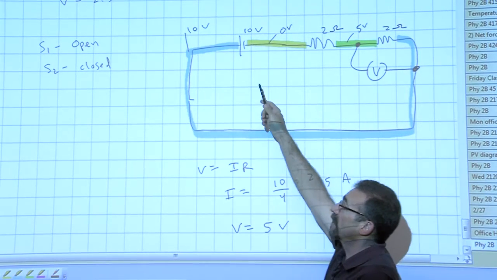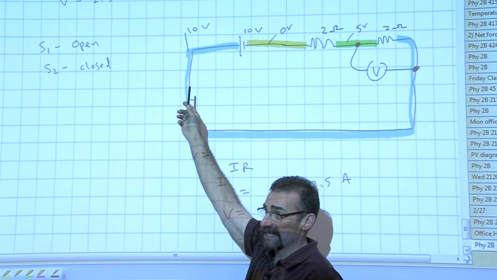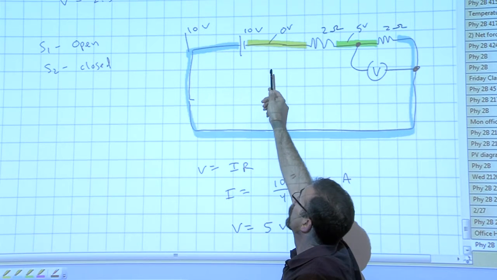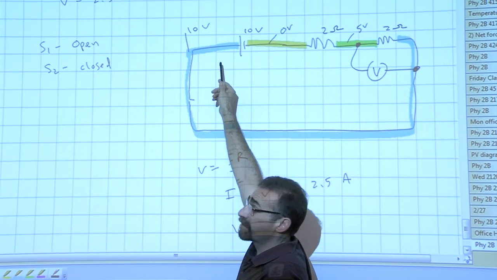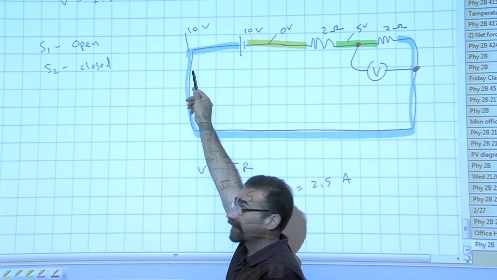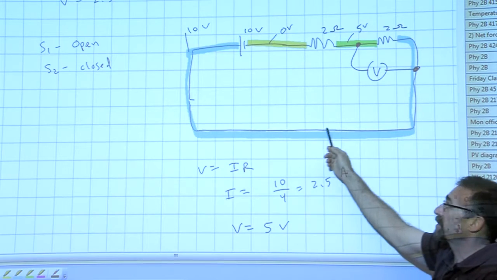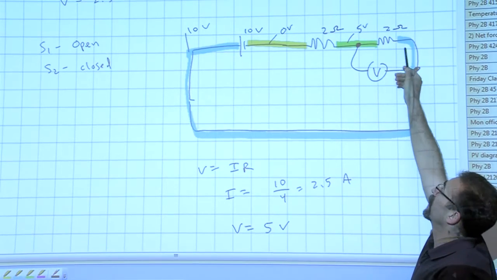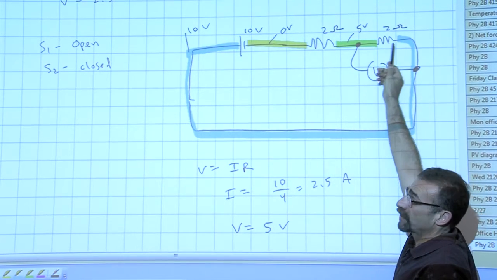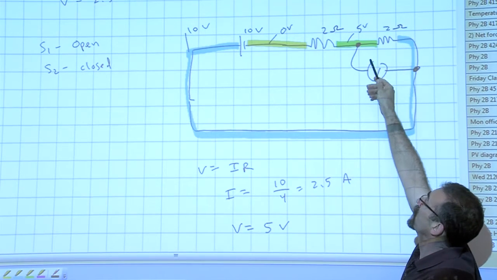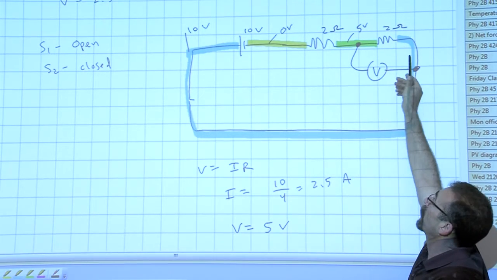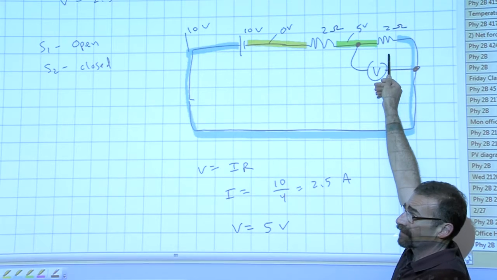So pick a starting point. I like to start at the bottom of my battery, call that 0 volts. You go up through the battery, you have to be at 10 volts at the other side, right? And you don't hit anything that's going to change that all the way. This is just a perfect conductor all the way around to here. Now we're going to drop. We're going with the current through a resistor. So we're going to drop. We're at 10 volts on the right side of that resistor.